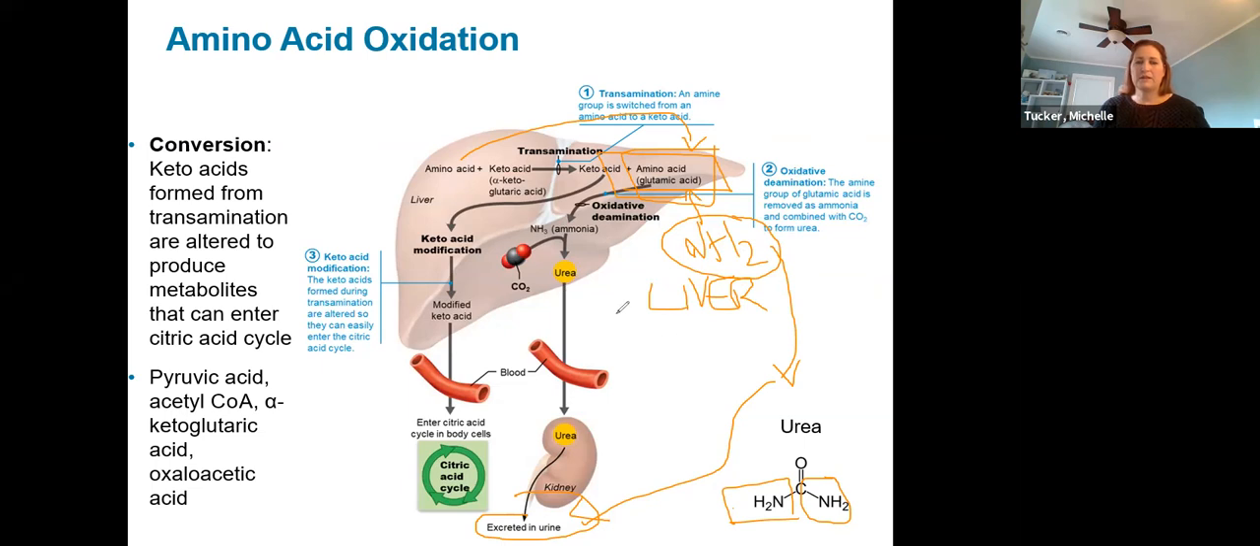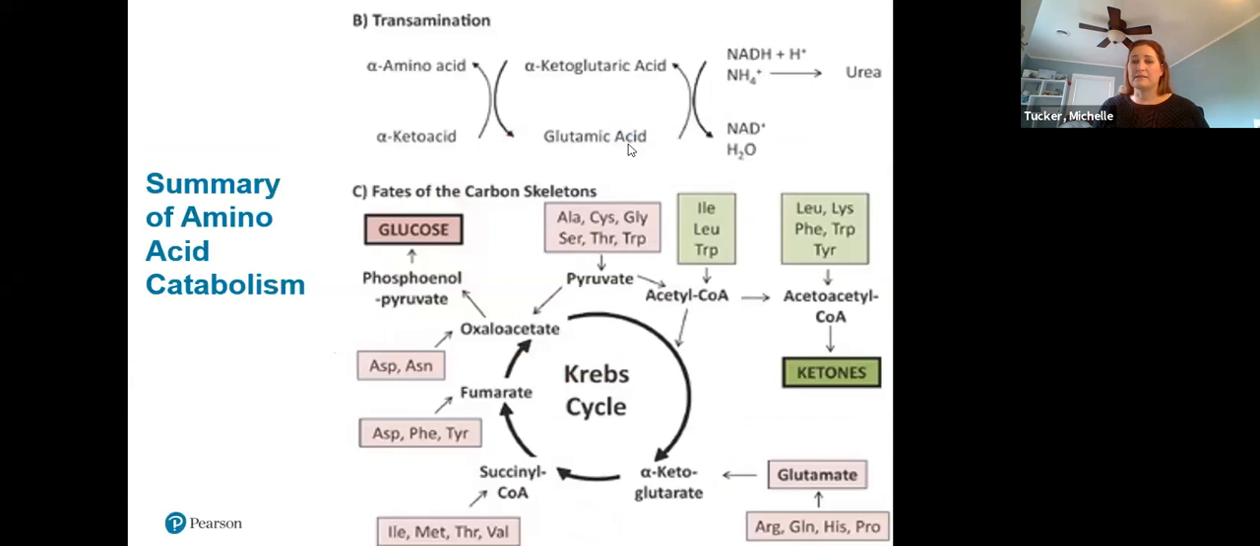Okay, so now we have what are called skeletons, the base of the carbon skeleton. So all of the 20 amino acids are going to donate their amino group through a couple of mechanisms, called transamination or deamination, to glutamic acid. In the liver, glutamic acid redonates those amino groups to form urea, which is then excreted in urine.